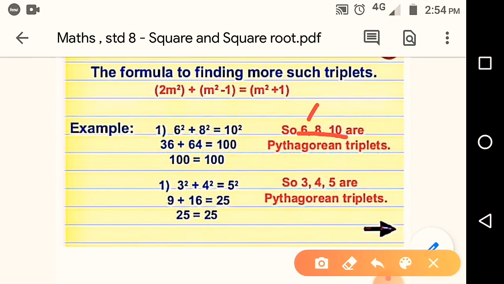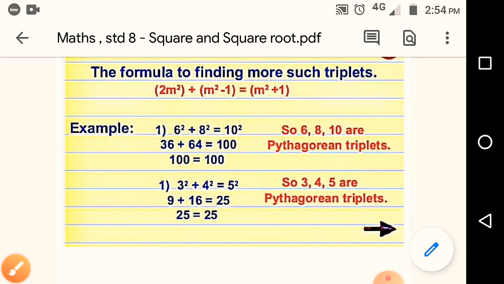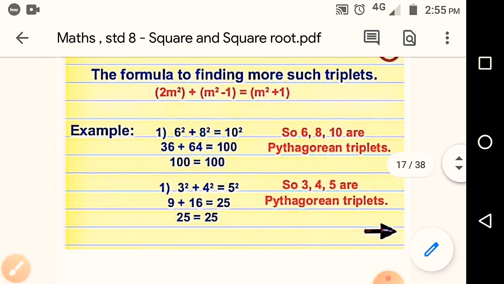6 का स्क्वायर करेंगे तो 36, 8 का स्क्वायर करेंगे 8 8 जा 64, और फिर ये दोनों को ऐड करेंगे दैट इज इक्वल टू 10 का स्क्वायर. 10 का स्क्वायर 100. सो ये भी पाइथागोरियन ट्रिपलेट है. सो वी कैन फाइंड सच ट्रिपलेट्स. सो दिस इज द मेथड फॉर फाइंडिंग दैट ट्रिपलेट्स.